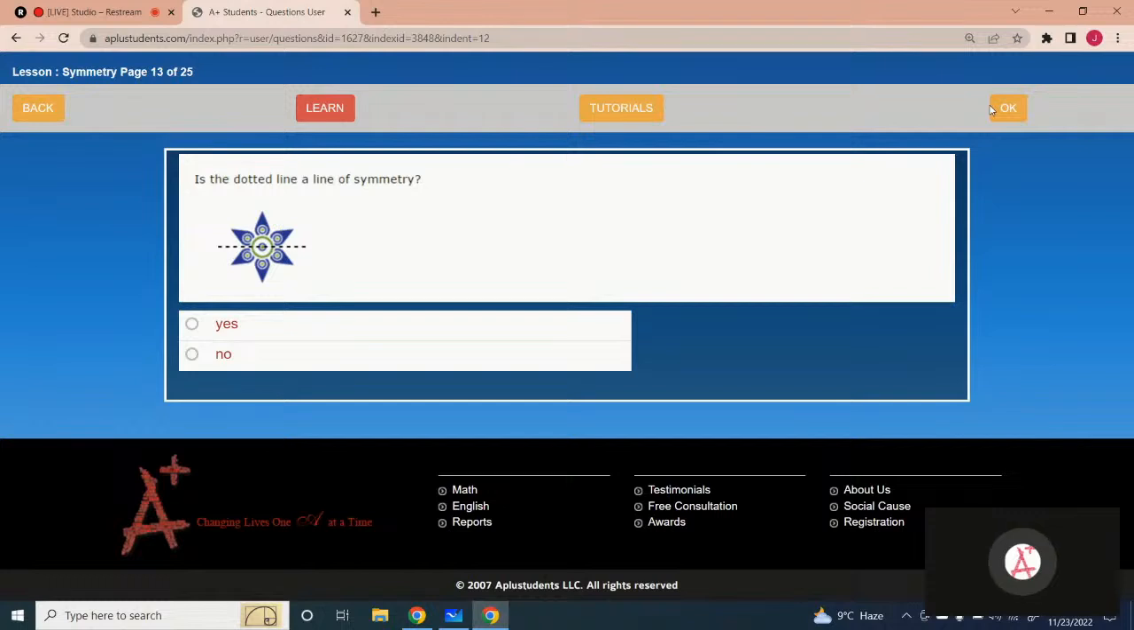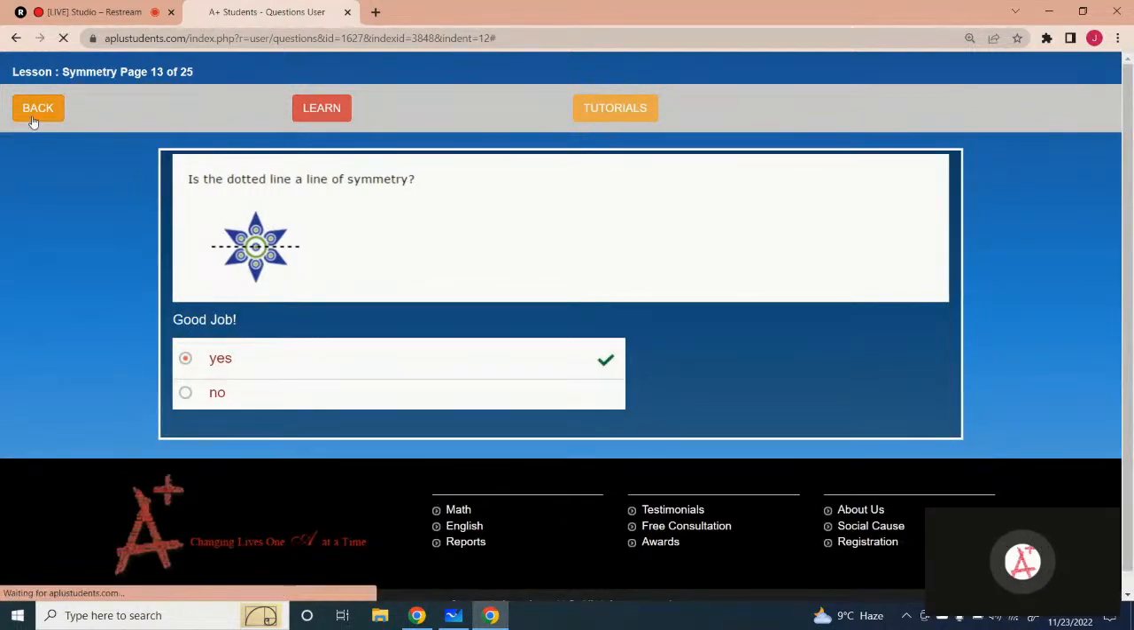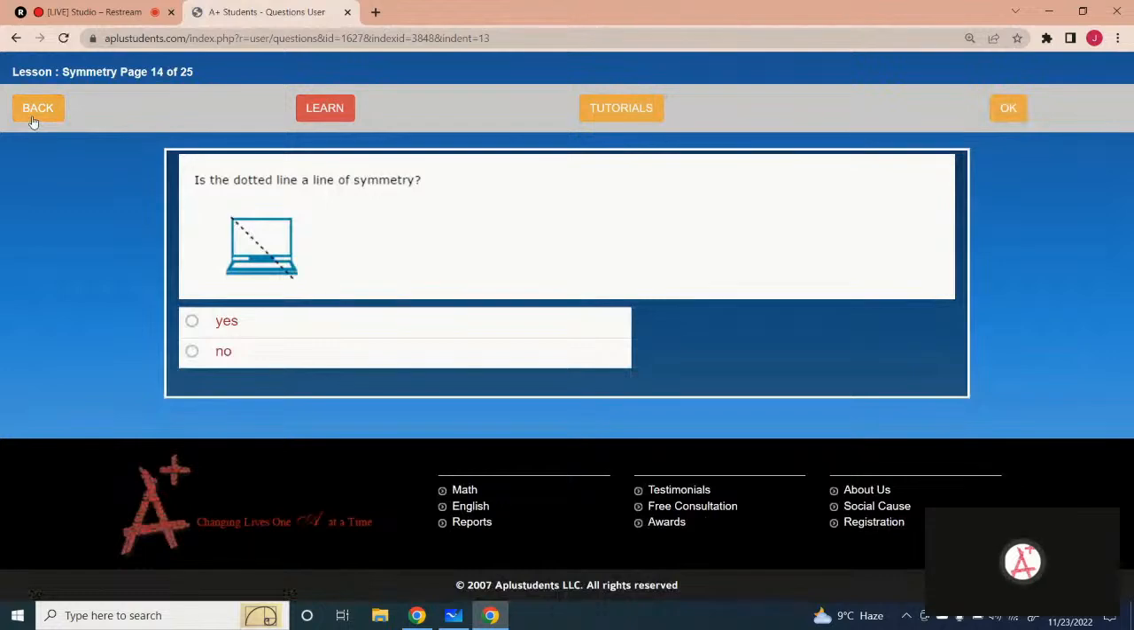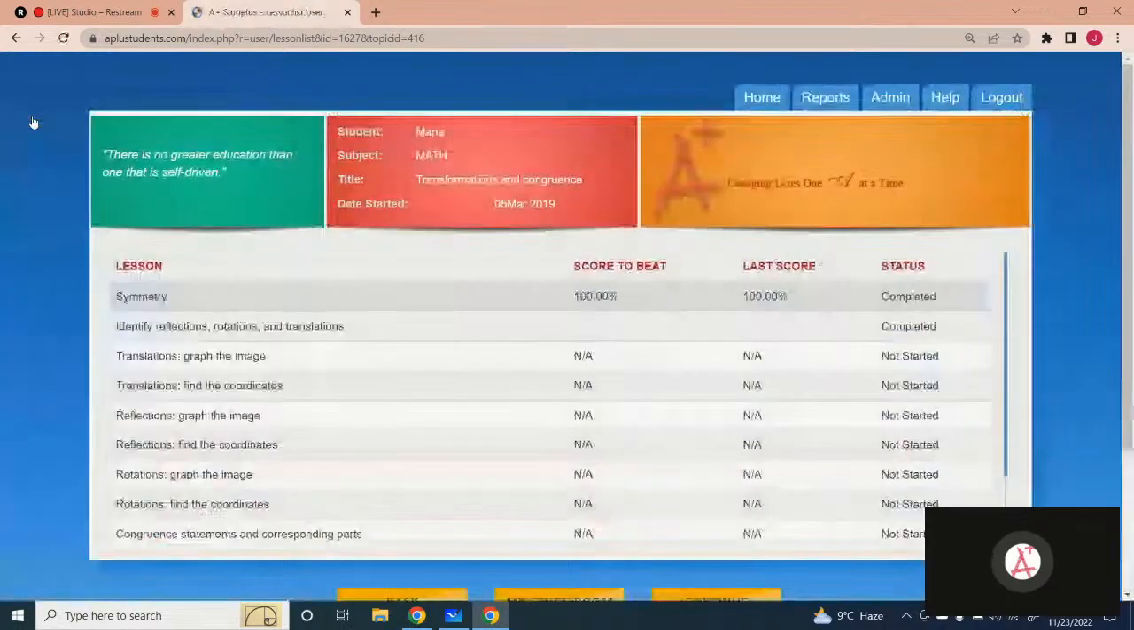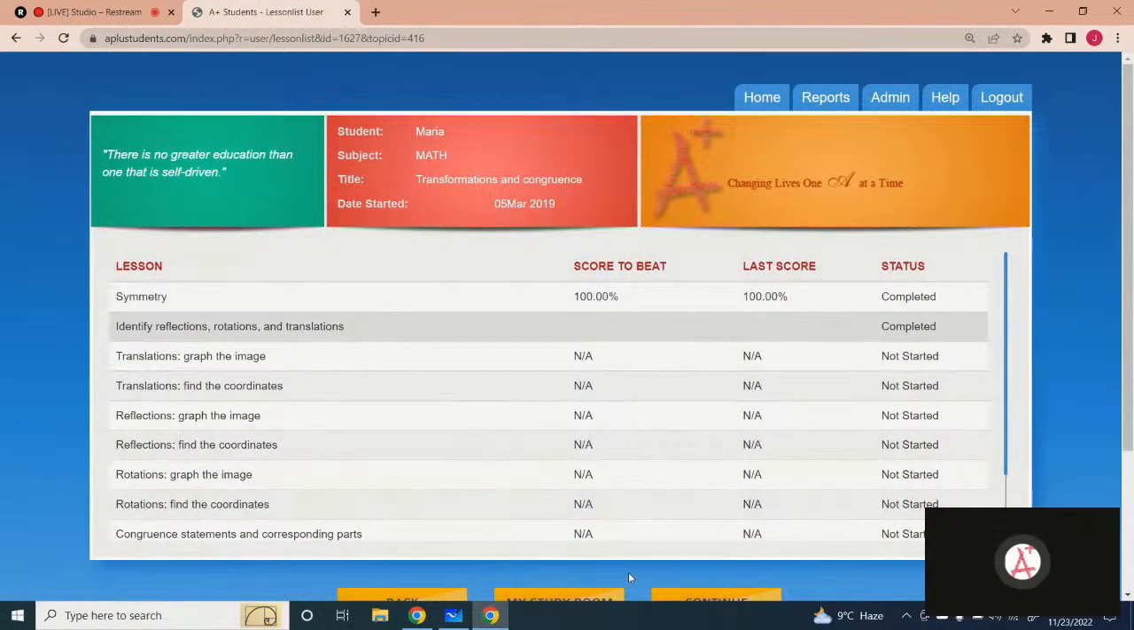The answer is yes. For this one, the answer is yes. Okay, good. You can complete the test by yourself later today. Let me just move on to the new topic. The next topic is identify reflections, rotations, and translations.